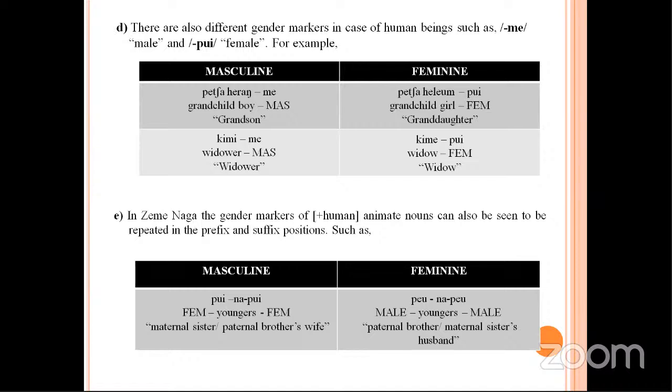In Zeme Naga, the gender markers of plus human animate nouns can also be seen to be repeated in the prefix and suffix positions, such as Puina Pui. Pui is a feminine marker, and Na refers to the youngers, and Puina Pui means maternal sister or paternal brother's wife. Peuna Peu. Peu is a male marker, and Na refers to youngers, which means Peuna Peu means paternal brother or maternal sister's husband.